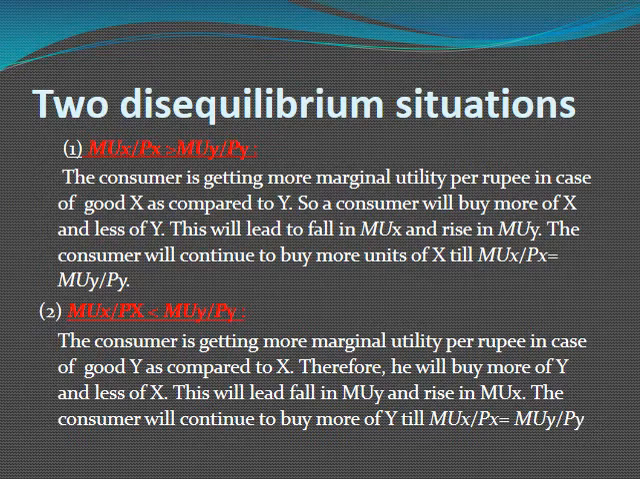So remember this thing, when marginal utility of X divided by P of X is greater, a consumer will consume more of X, and if marginal utility of Y divided by P of Y is greater, then a consumer will consume more of Y.